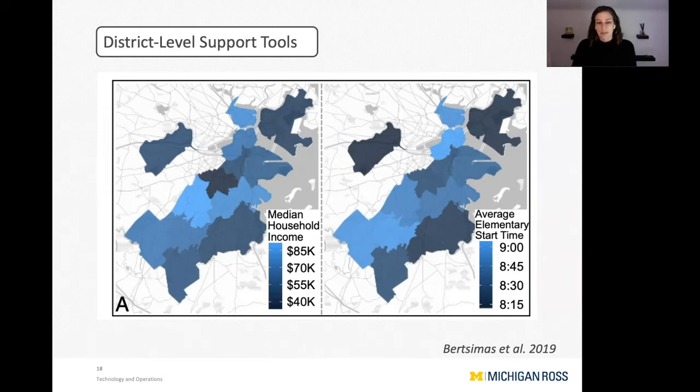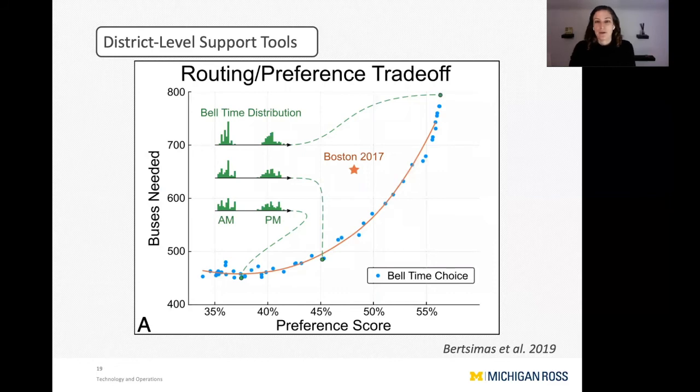And so what happened is that there was a routing and preference trade-off. So parents preferred the later start times, but you needed a distribution of early, middle, and late start times in order to achieve the optimal bus routing. And so because parents were so upset with the idea of getting an early start time, the authors Dimitri, Arthur, and Sebastian came up with a district level support tool to help the district manage this combination of social and operational issues that were coming to a head.